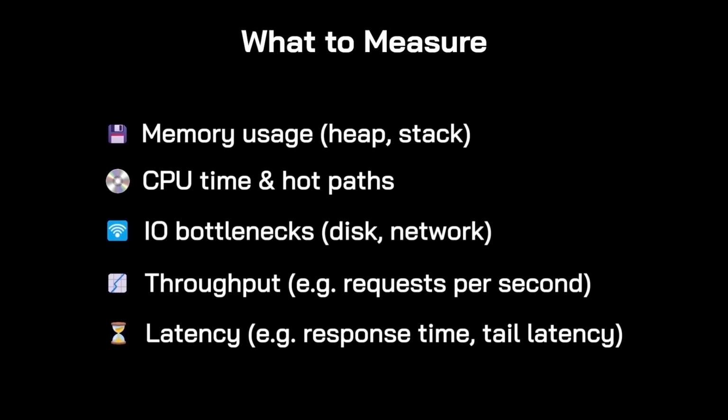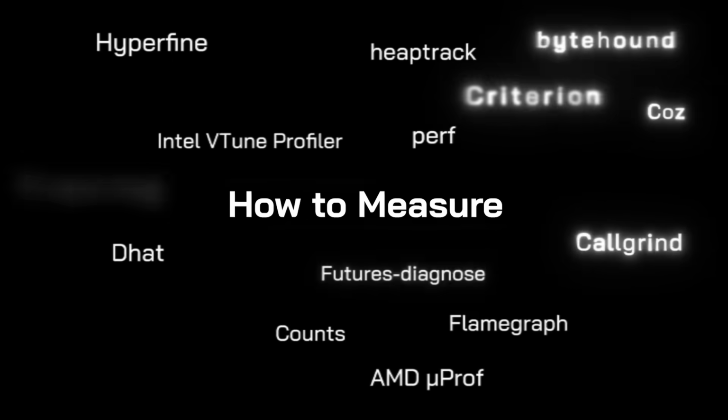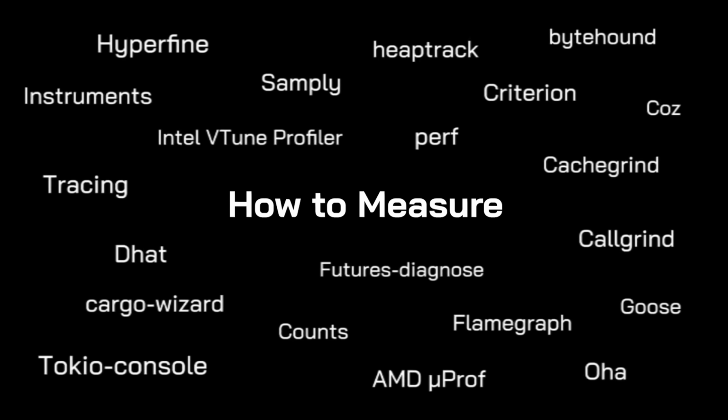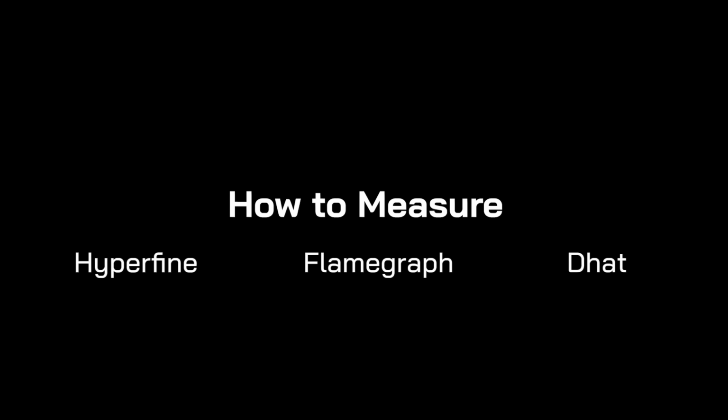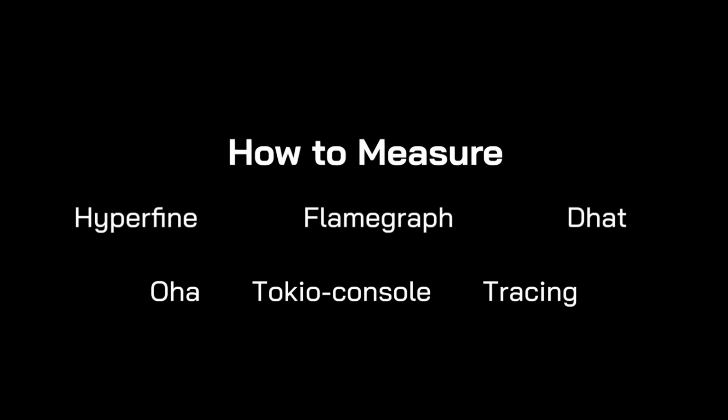Alright, now we know what we're looking for, so how do we actually measure it? There are so many different tools out there that it can feel extremely confusing and overwhelming. Luckily, in this video, I'm going to give you a collection of tools that are easy to use, work on all major operating systems, and as a bonus, are written in Rust. I'll also share a set of tools for profiling async Rust code, so make sure to stay tuned.